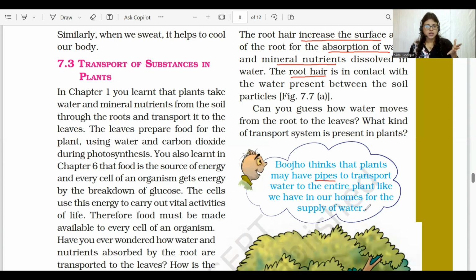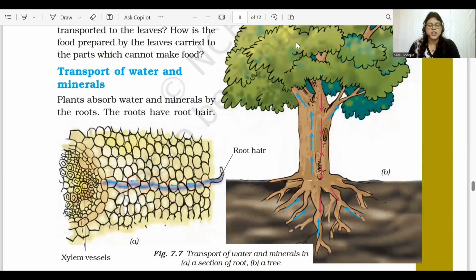हमारे घरों में भी अगर हमें सप्लाई करना है water to the top floor of a house or the building, we are having pipes, right? Pipes will deliver the water to every floor of a building, isn't it? So Buju is thinking, is it that plants also have pipes through which the water will flow from the roots towards the upper parts of the plant? Let's find out.